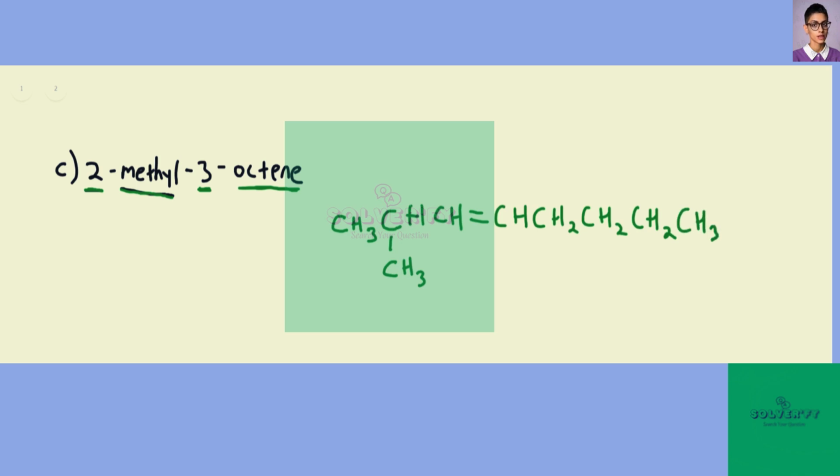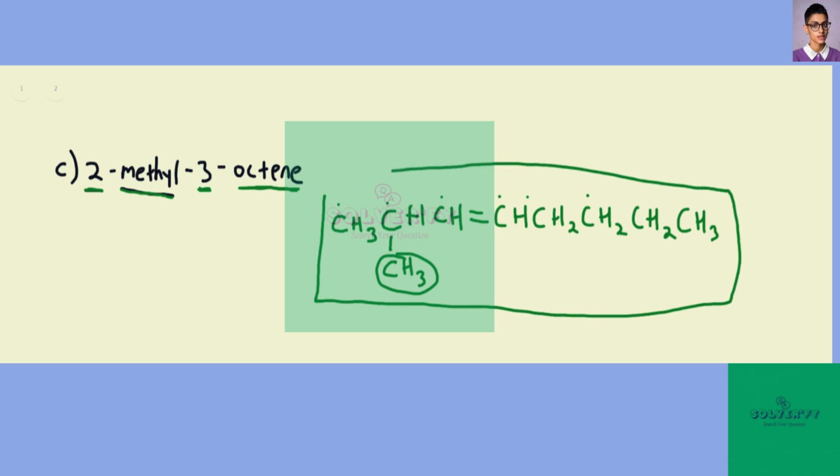So just to check, I do have my methyl group off of the second carbon. I have 1, 2, 3, 4, 5, 6, 7, 8 carbons total, and then my double bond is off of the third carbon. And so that is the structure for 2-methyl 3-octene.